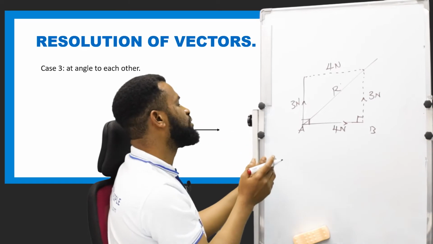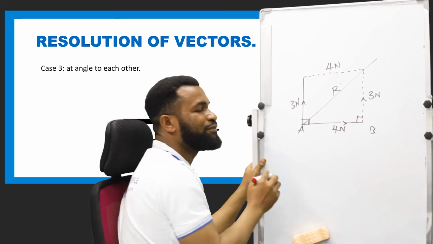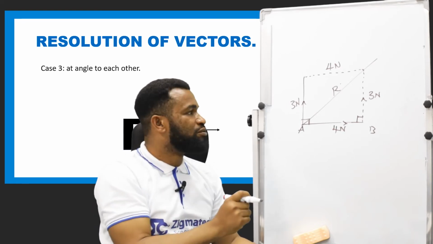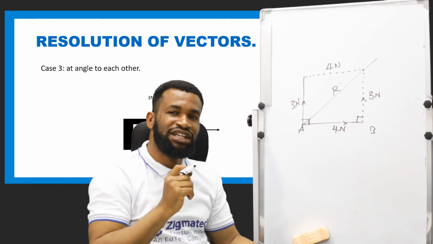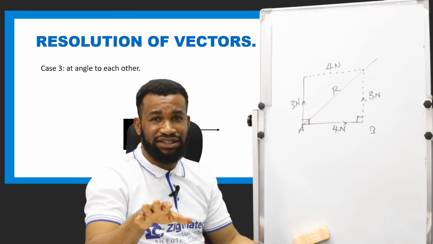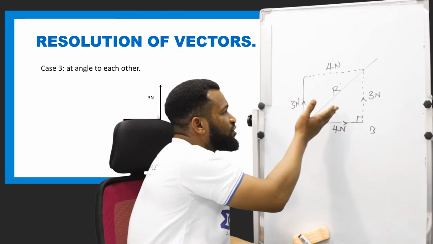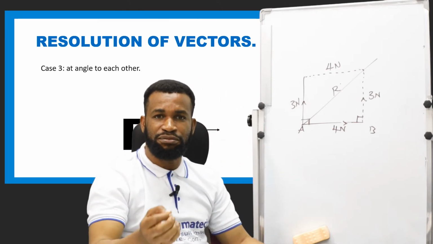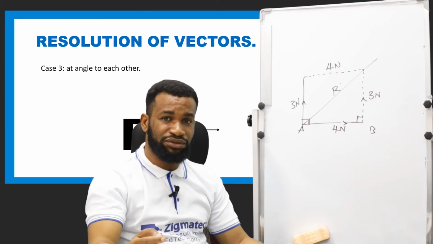Now at this point, what do you notice? You notice that I have a kind of triangle called a right angle triangle. And when you have a right angle triangle, the only rule in the life of mathematics for you to solve a question on a right angle triangle is to apply Pythagoras theorem or trigonometric ratios.